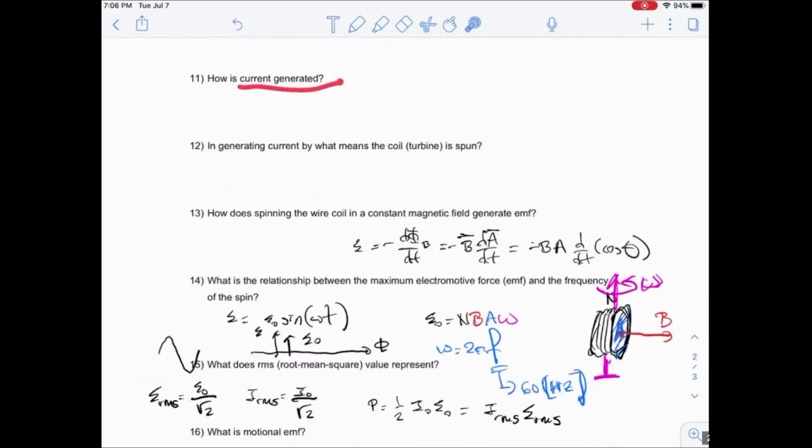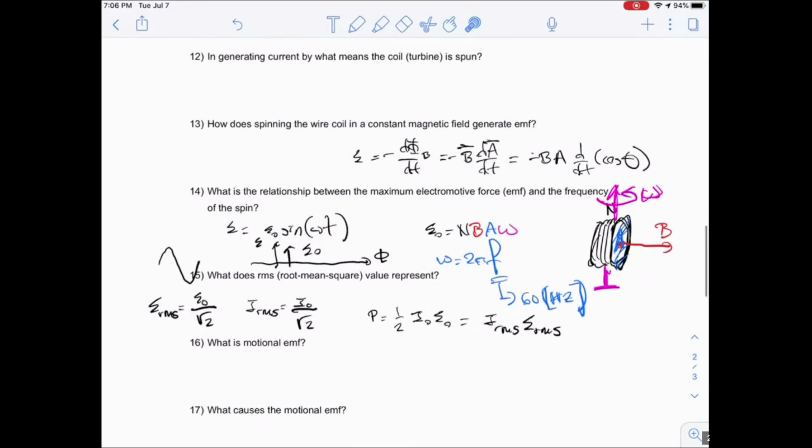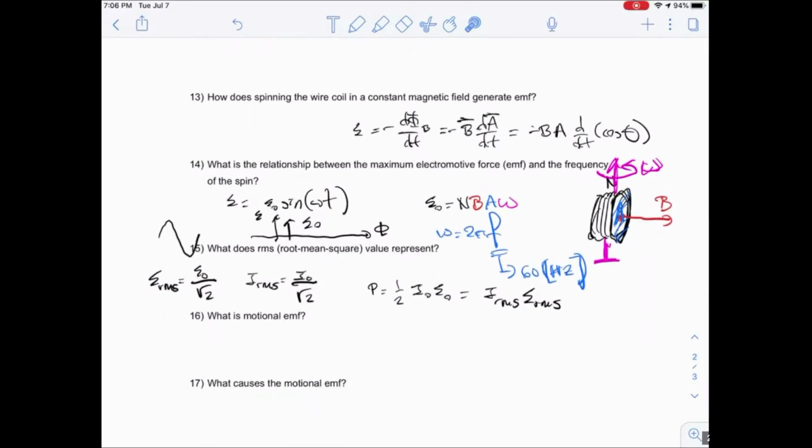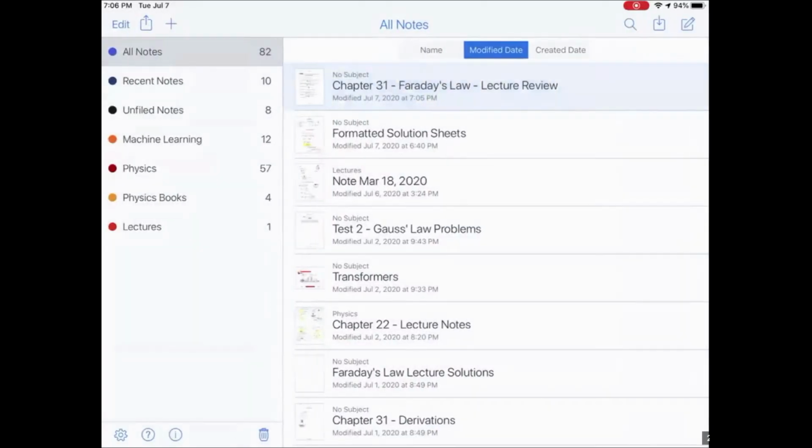All right, so how's current generated? Change of flux. And in generating current, by what means is the coil spun? By mechanical means: running water, rising steam, wind. All right, so that's as far as we got. So let's get back to 13. We'll jump back.